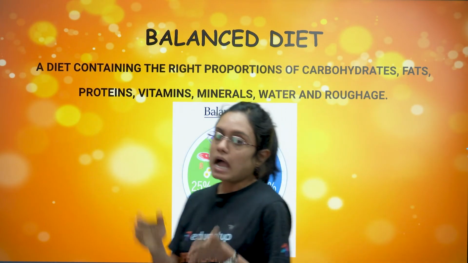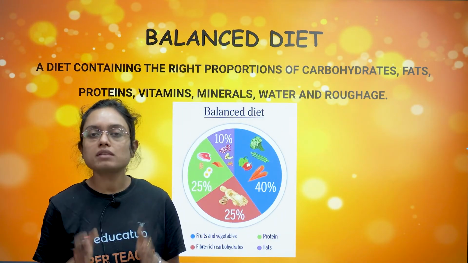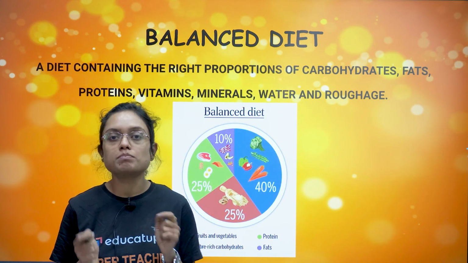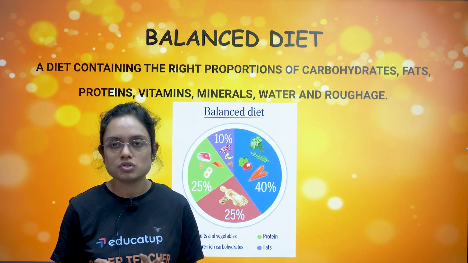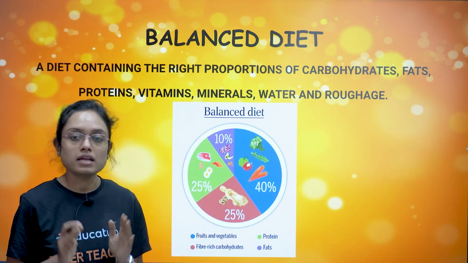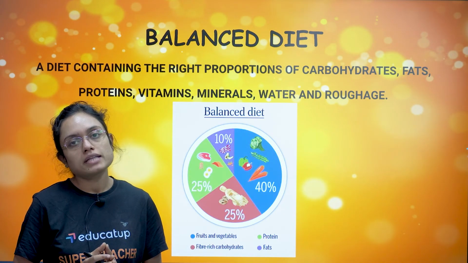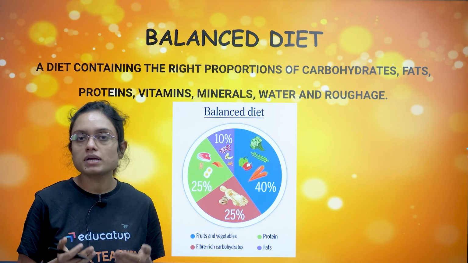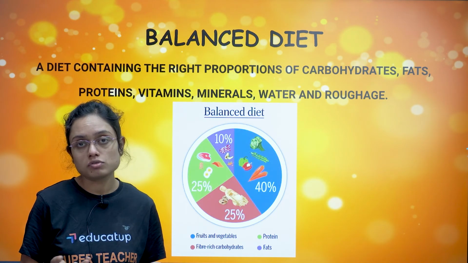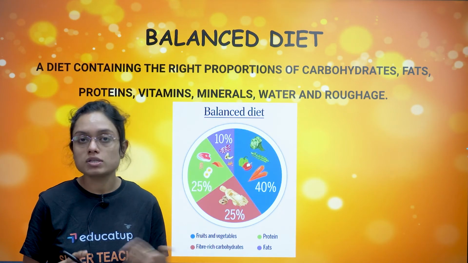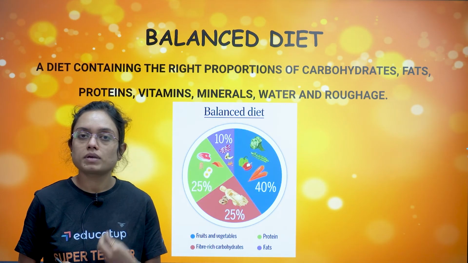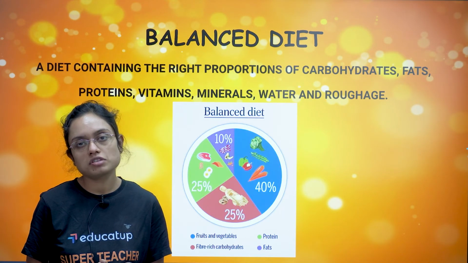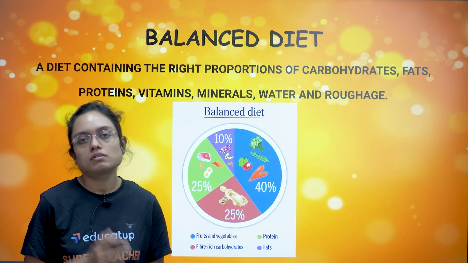Balanced diet. A diet containing the right proportions of carbohydrates, fats, proteins, vitamins, minerals, water and roughage. That means everything in right proportion. That particular diet is known as a balanced diet. It should not be like that you are only consuming carbohydrates as they are energy giving foods, or you are only consuming fats because they are energy banks, or you are consuming only proteins and carbohydrates and not vitamins and minerals or water and roughage. That diet cannot be considered as balanced.